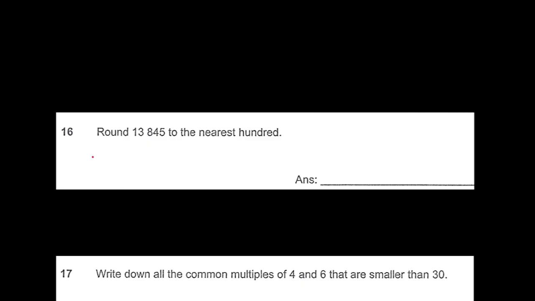Question 16. Round 1385845 to the nearest 100. So first we need to identify where the 100 position is. This is the 1, this is the 10, and this is the 100. So 8 is the 100 position. To round to the nearest 100, you look at the number before it, which is the 10. In this case it is 4, and 4 is less than 5, so we just round to 0. So it's 1385800. That's how it works.